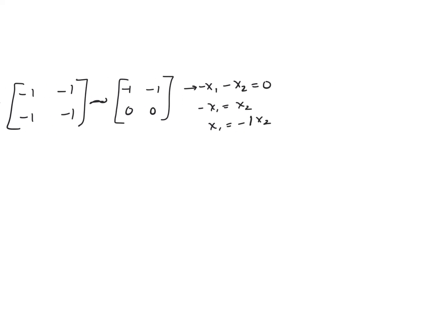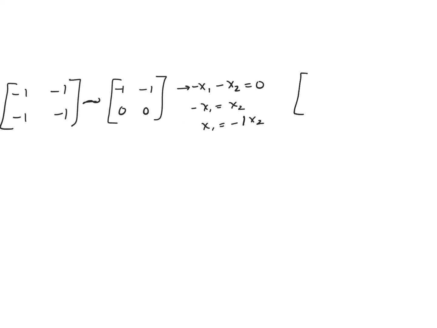So my relationship, or my vector, now in the first position, x sub 1 is negative 1 times x sub 2, and x sub 2 is itself. So this is the eigenvector. I'm going to call it v1. That's associated to that first lambda value.